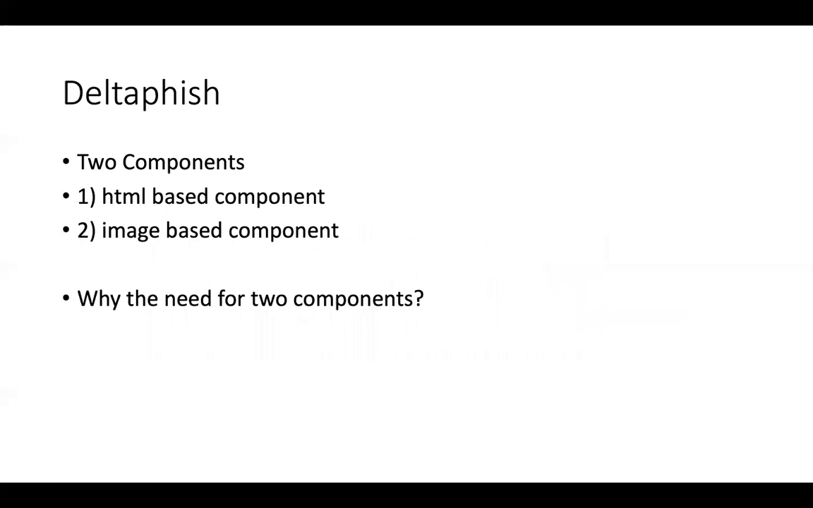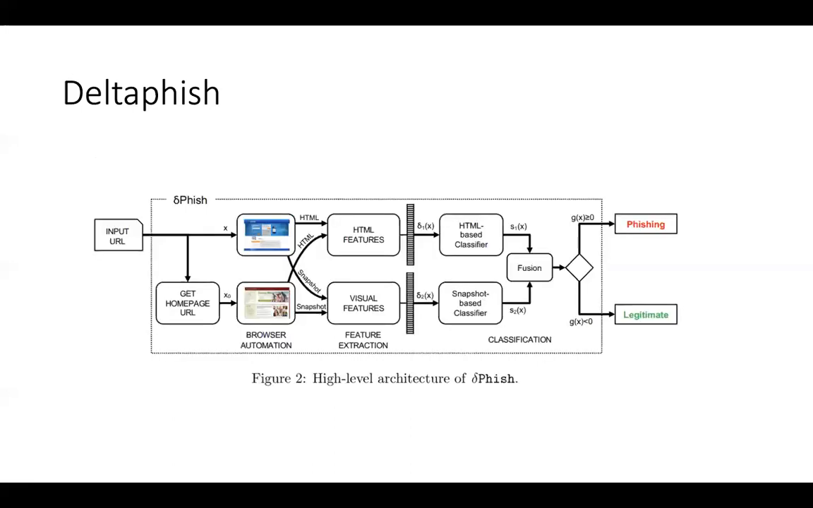Why is there the need for two components? Let me get back to the previous slide. Here you assume that we already have this phishing page. So the input URL means that, given this data, it already has the URL of this phishing page or the suspicious page. Yeah, correct. Okay, a little bit disappointing.